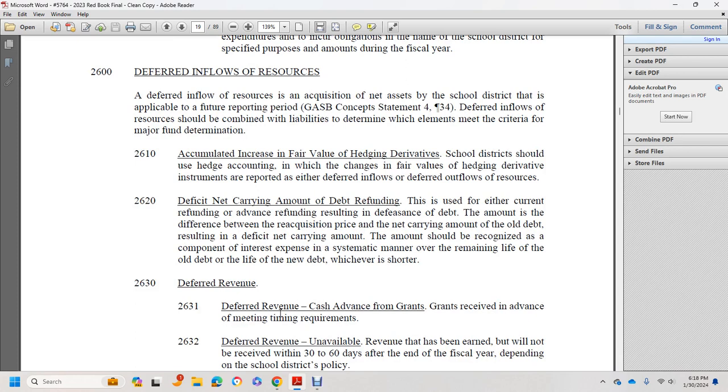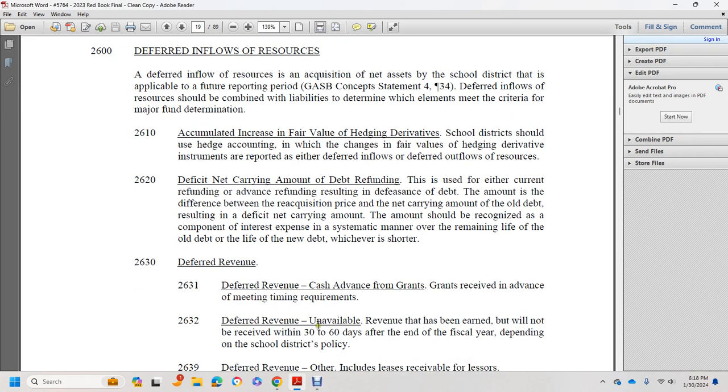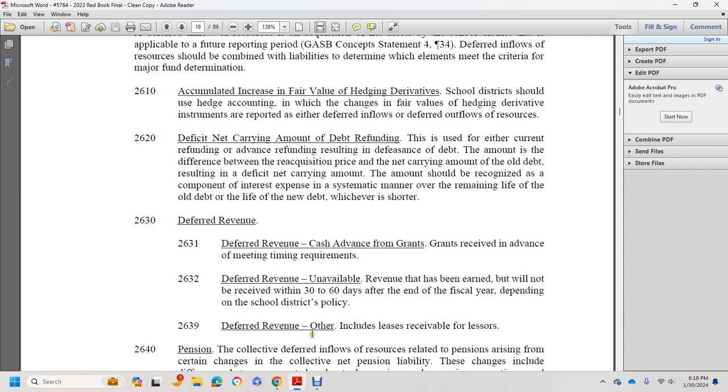2630, deferred revenue. 2631, deferred revenue, cash advance from grants received in advance of meeting the time requirement. 2632, deferred revenue, unavailable revenue that has been earned but will not be received within 30 to 60 days after the end of the fiscal year, depending on the school district policy. 2639, deferred revenue, other, that includes leases receivable with lessors.